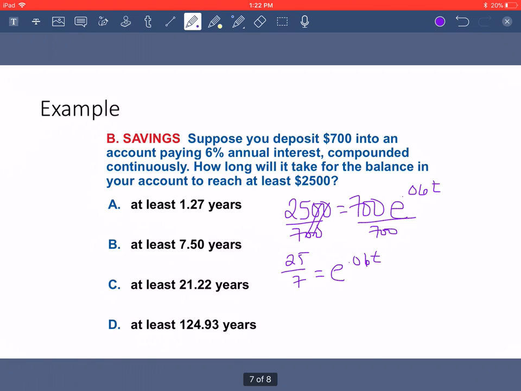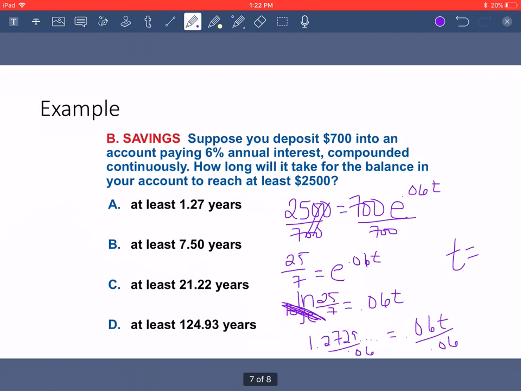I can put this in logarithmic form. So the log base e of 25/7 equals 0.06t, and the log base e is actually the natural log. So in the calculator, I'm going to put the natural log of 25 divided by 7. And that's 1.2729 going on, and that equals 0.06t. So now I'm going to divide by 0.06, and we get that our time, our t, is about 21.22 years.